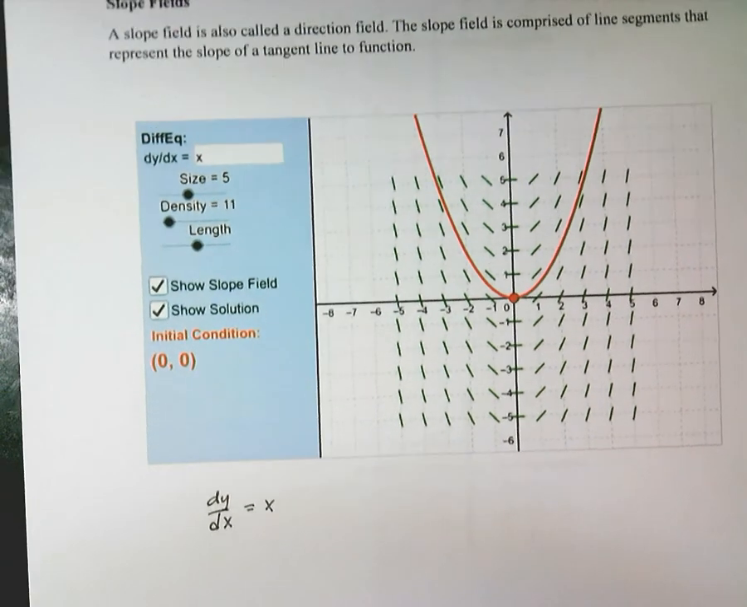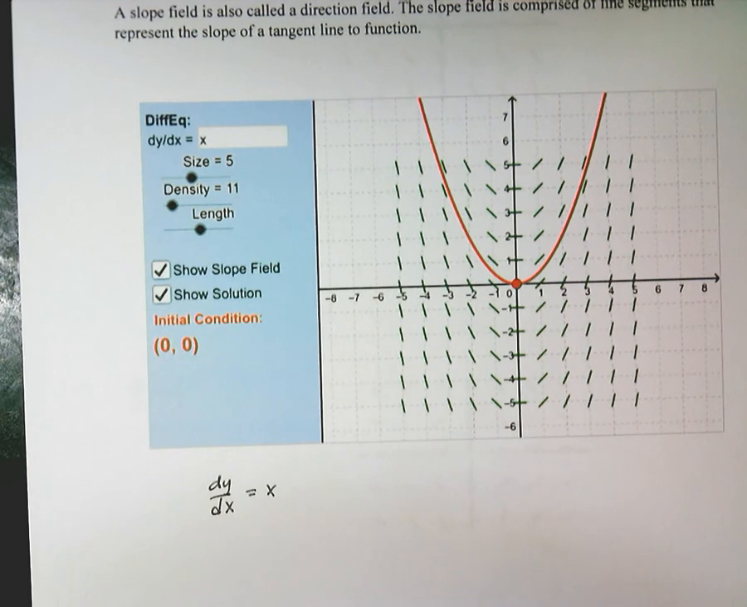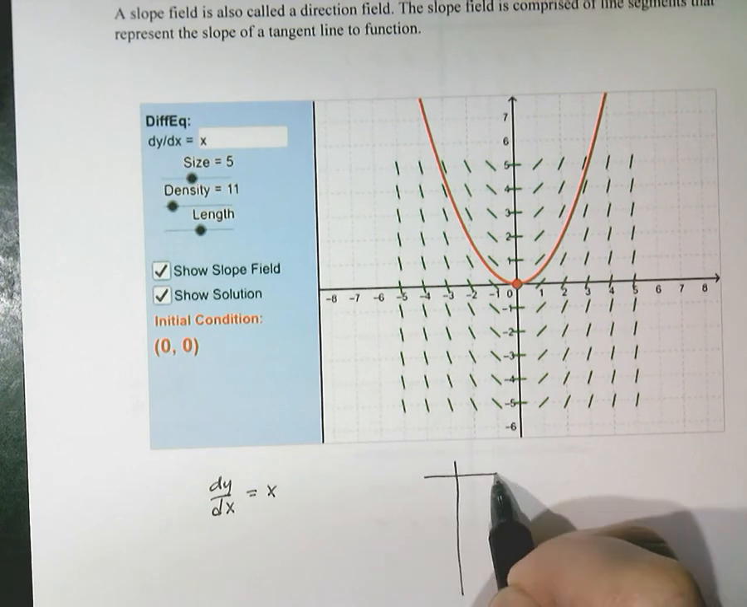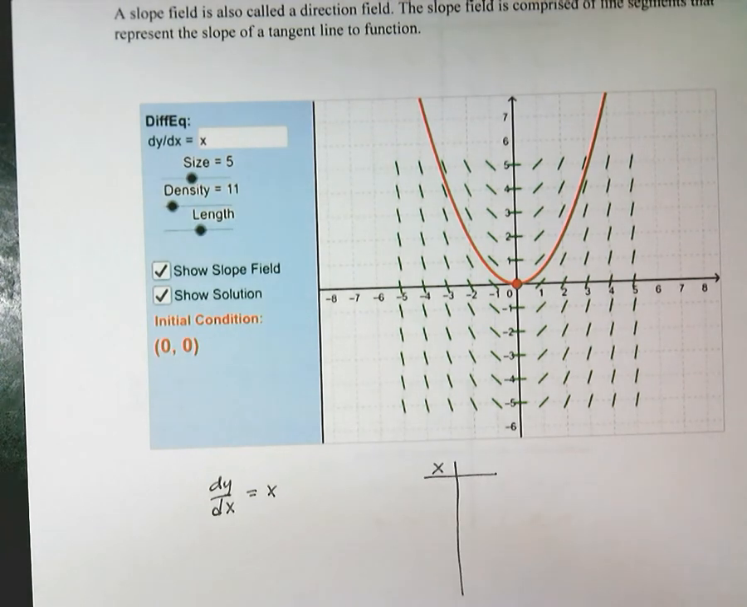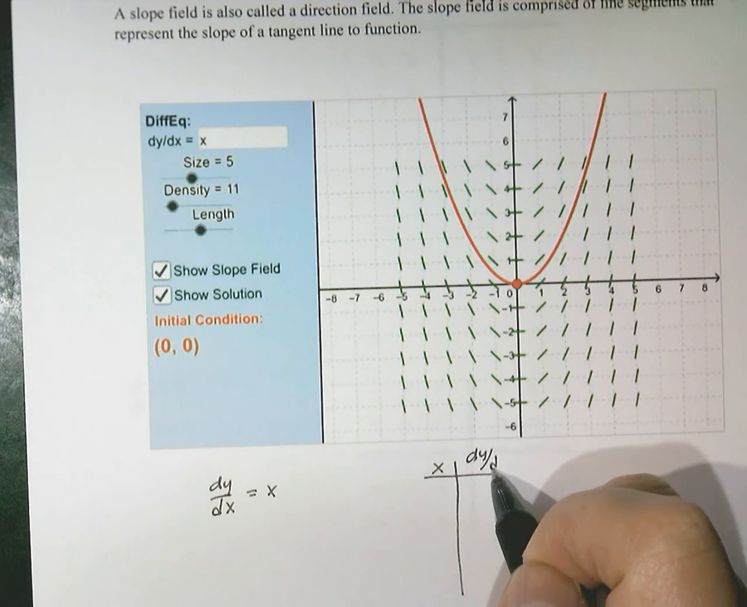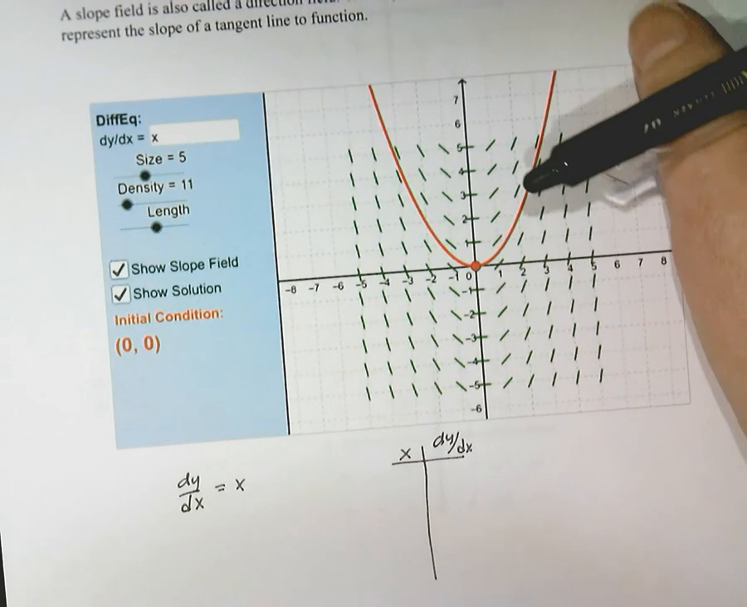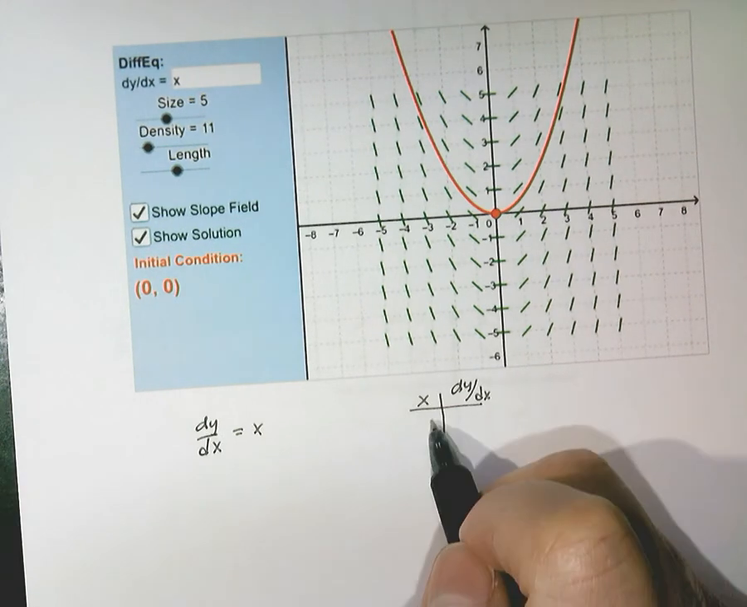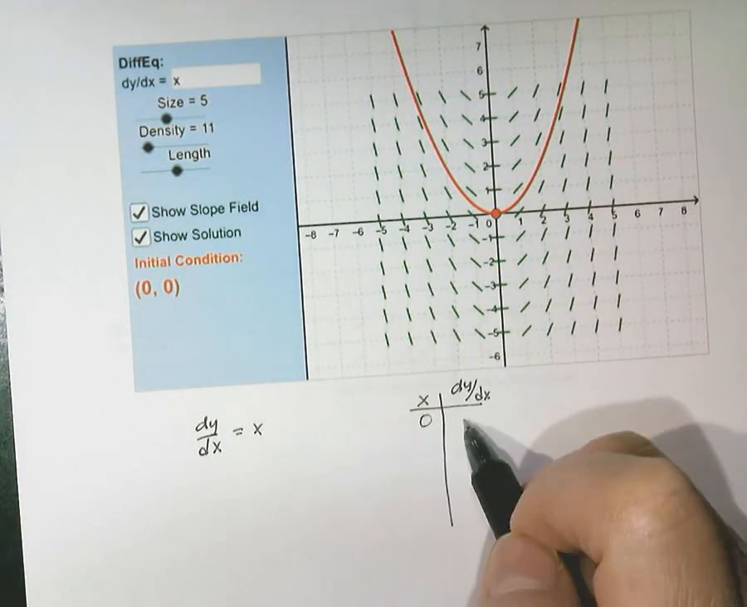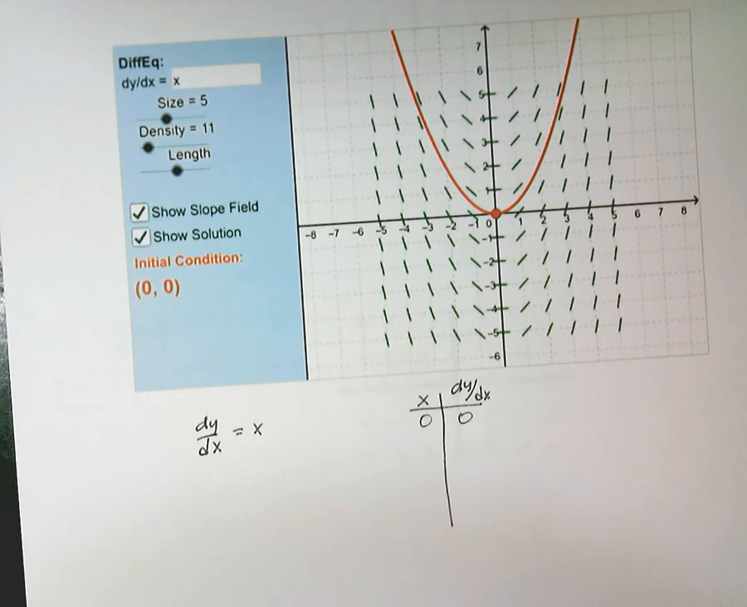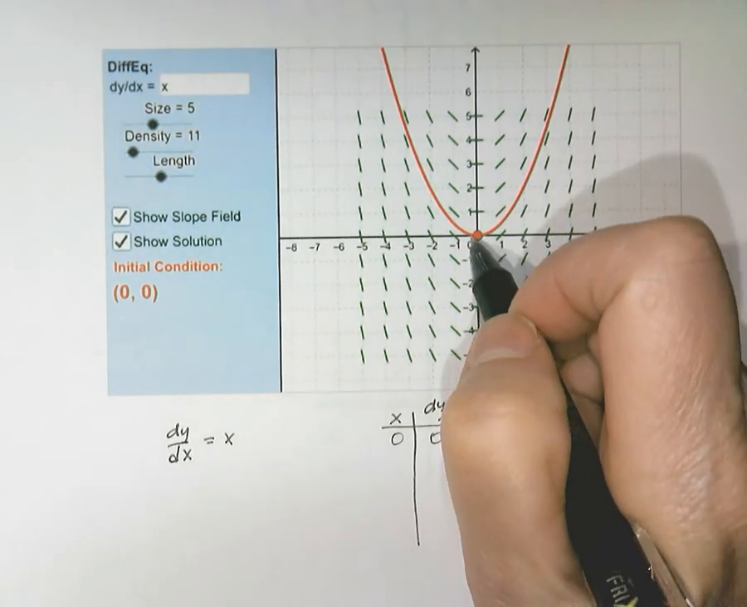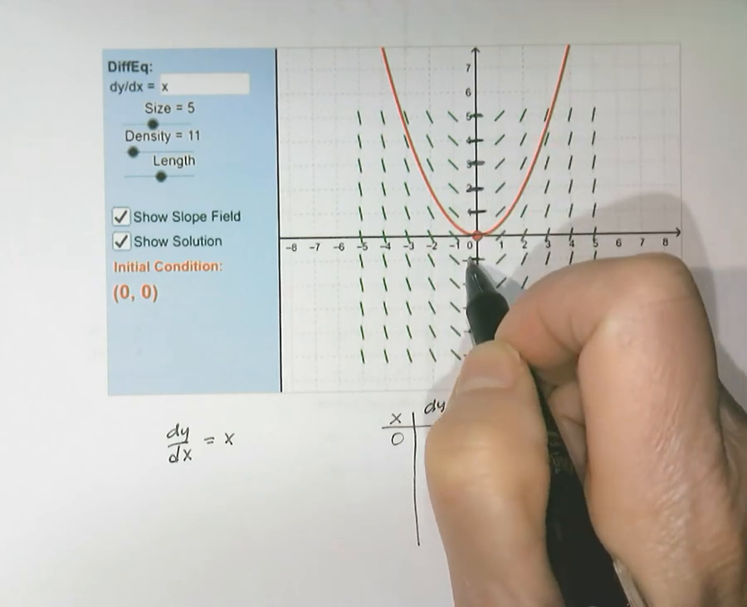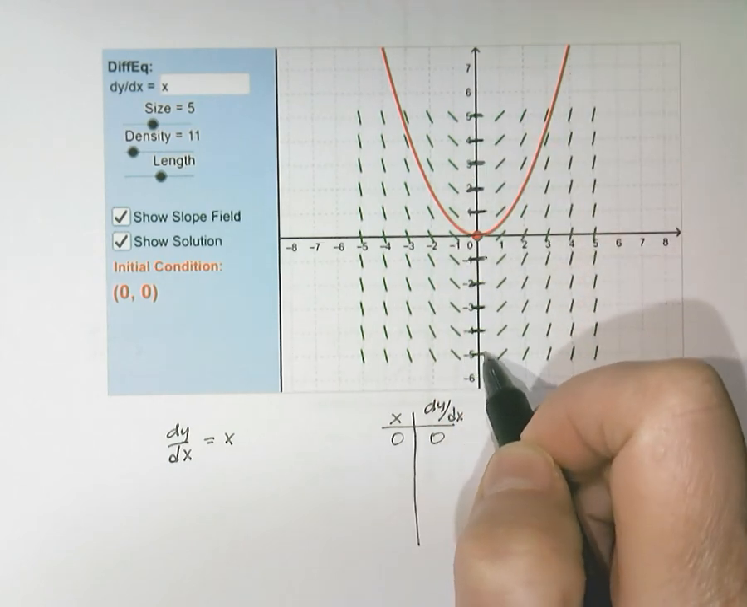What that means is the slope of that function is equal to x. So it's actually kind of very boring to look at. If I make a t-chart and label one column x and one column dy dx, what I would find is, well, if x is 0, my slope is 0. So what you would do is you would draw these little line segments with a slope of 0 everywhere x is 0.